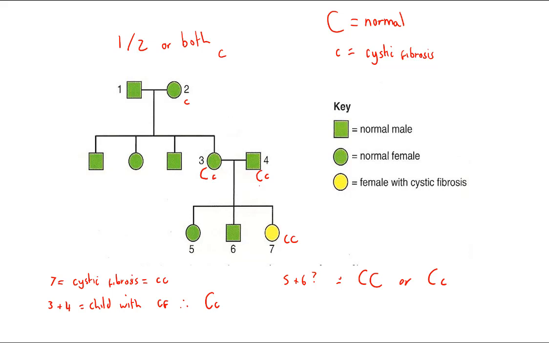But because they're both normal, that means that the grandparents could be big C, little c, or one of them could be big C. So it is entirely possible that this one was big C, this one was big C, little c, or vice versa. But we know that somewhere one of these grandparents had to have the little c.